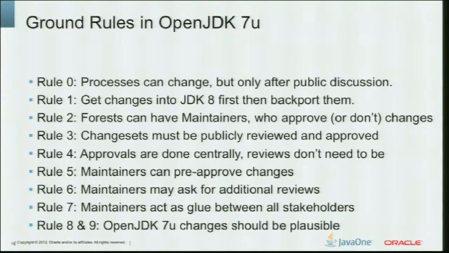These approvals by maintainers are done centrally on the JDK 7 U-dev mailing list. That's the mailing list we use to work on 7 updates, but it's not the only mailing list we use to work on 7 updates. So for example, for a project like the macOS 10 port, a lot of the work on actually implementing fixes and doing the necessary reviews happens on the macOS 10 -dev mailing list, where the experts for macOS 10 ports are.